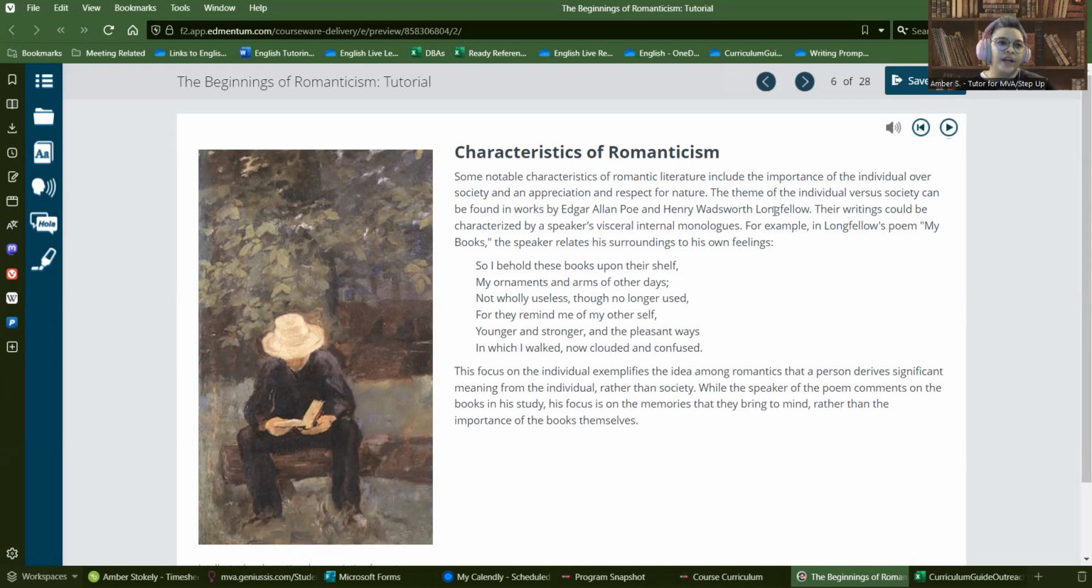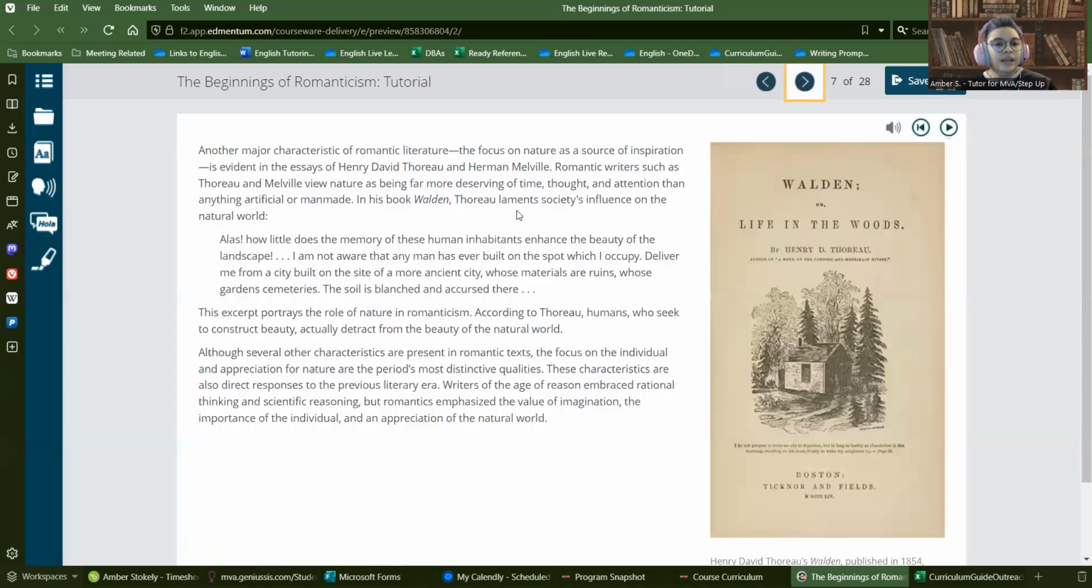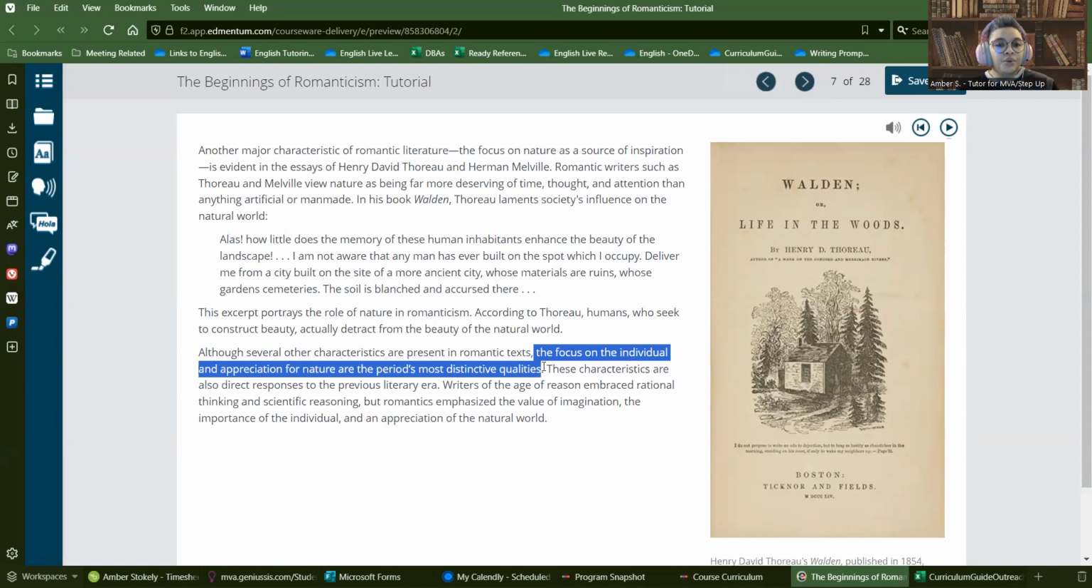It's not about just writing about what the books physically look like, right? They're not giving you facts about the books. They're giving you his feelings about the books. And then on slide 7, they give you more detail on the focus on nature. But we kind of went over that already. What's important on this slide is they give you the summary of what you can expect from romantic stories and writing. So it's the focus on the individual, the focus on one person and their feelings, and appreciation for nature. Those are the biggest qualities.